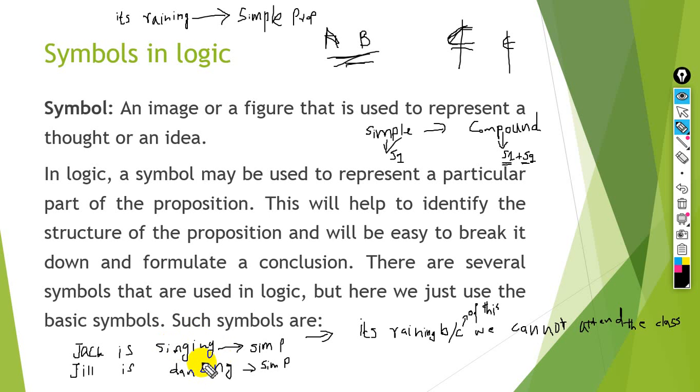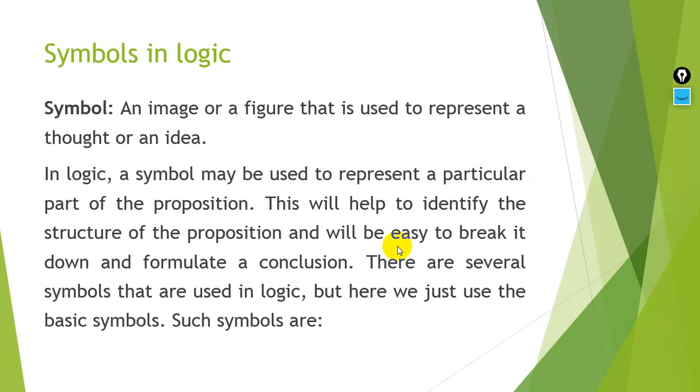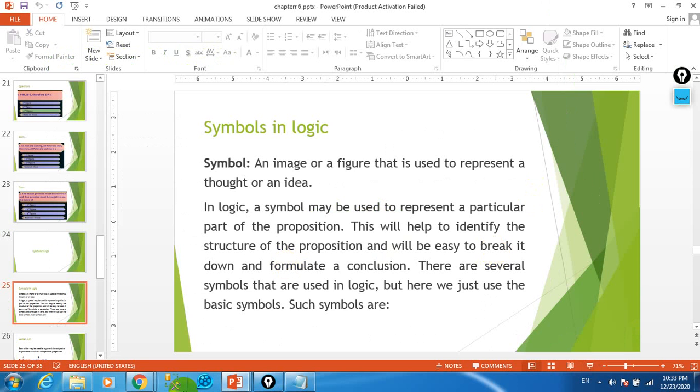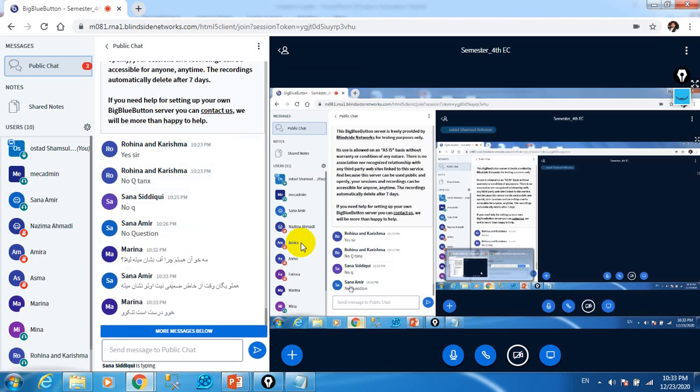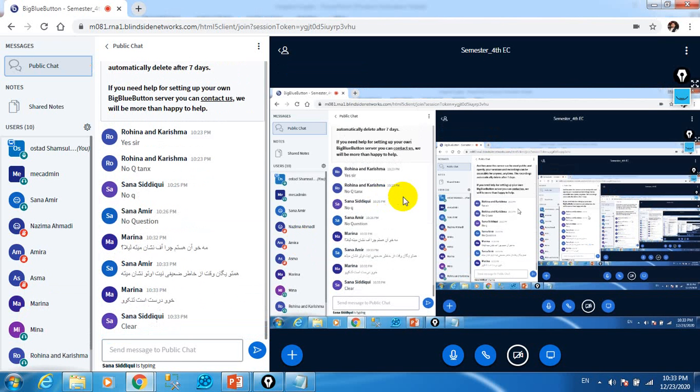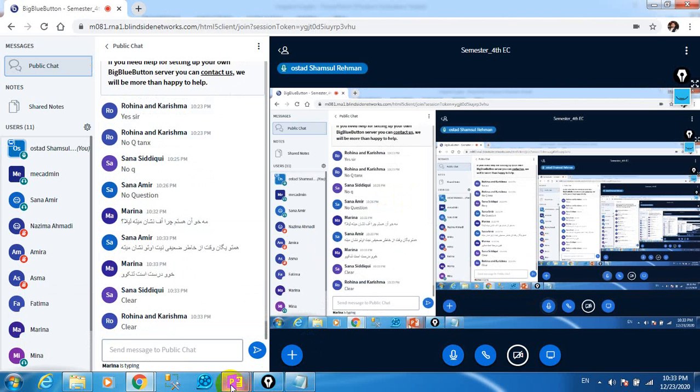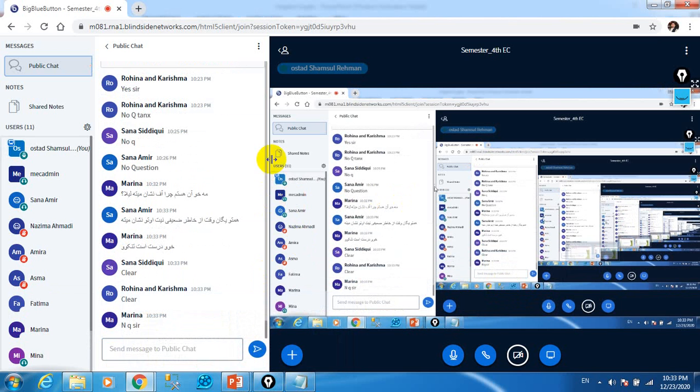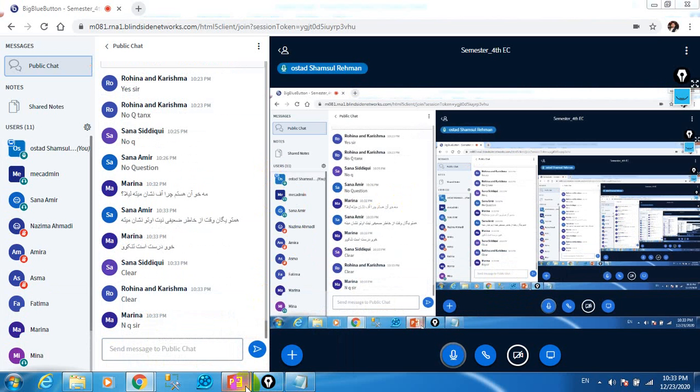Do you have any question related to simple and compound proposition? Okay, no question, it's clear.